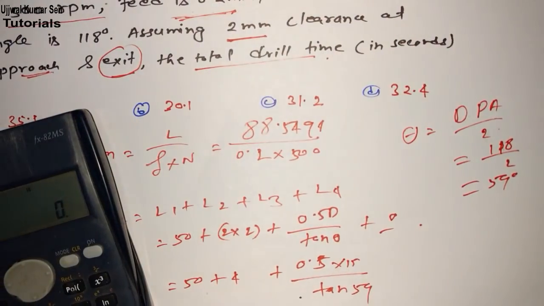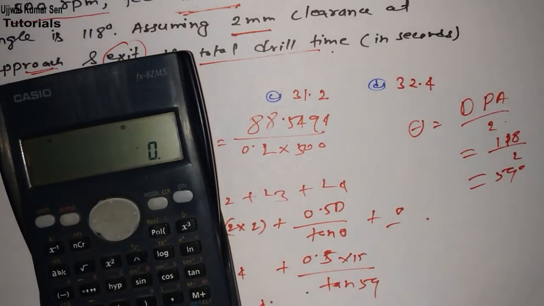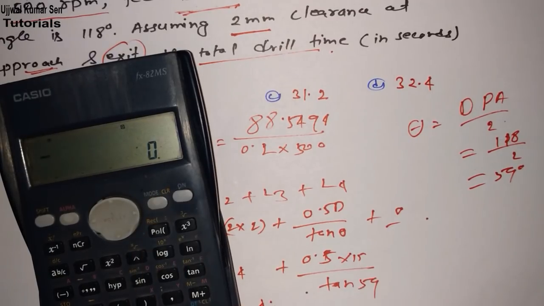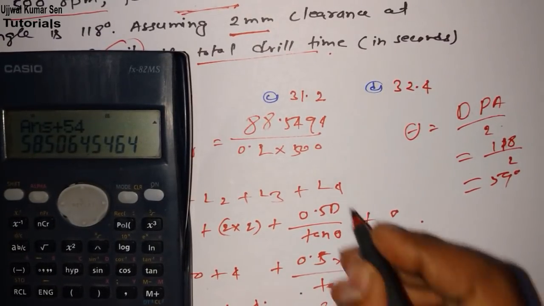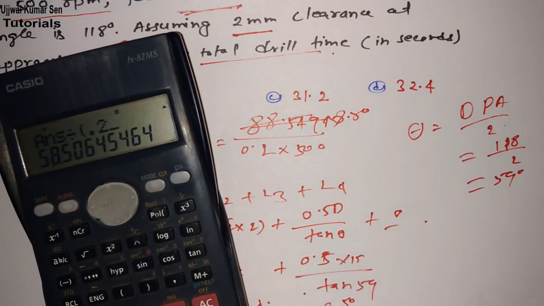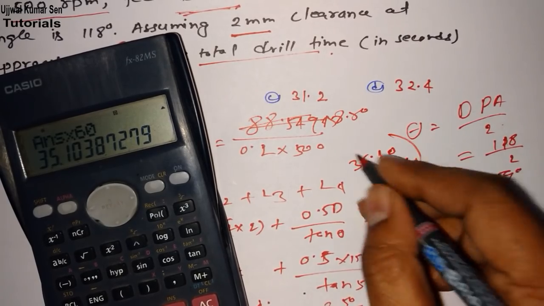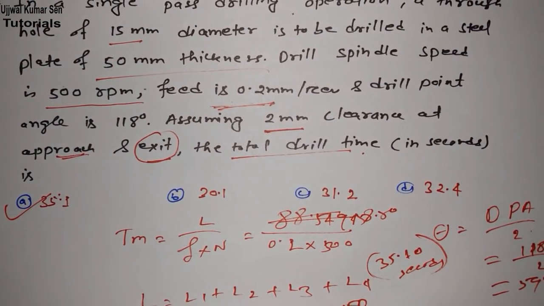Alright, so here is a mistake basically. 54 plus 4.8, how could it be possible? So this one is 0.5 multiplied by 15 divided by tan 59, plus 54. Okay, so it's 58.50. So this becomes 58.50 divided by 0.2 multiplied by 500, multiplied by 60, so it's 35.10 seconds. Let's check the answer. Yeah, so this is the right answer for this question.